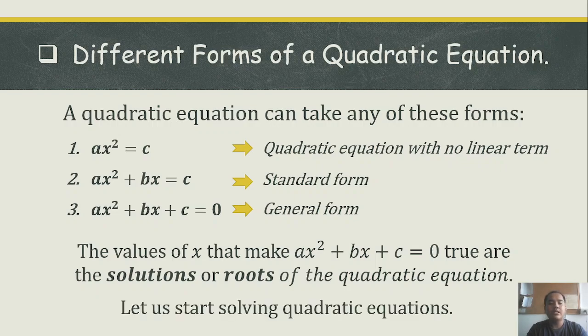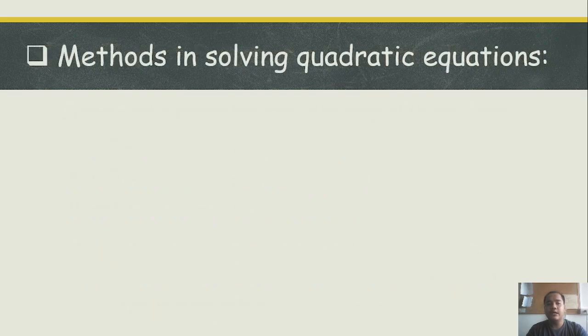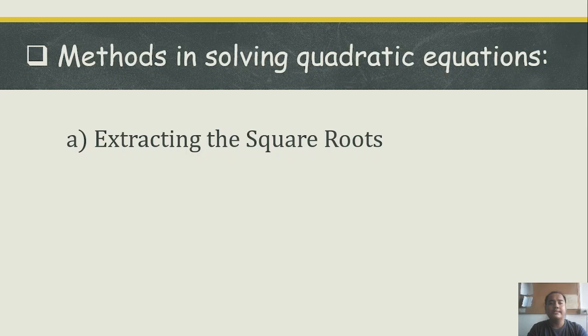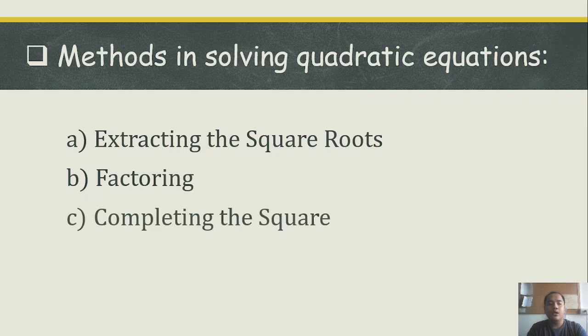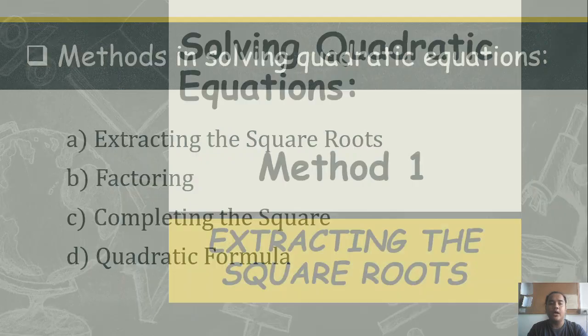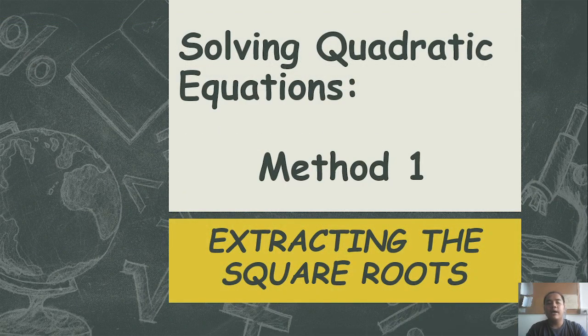So, let's continue. Let us start solving quadratic equations. Methods in solving quadratic equations. You already know, because I mentioned earlier in the learning objectives, that we have 4 methods. The first is extracting the square root, number 2 is factoring, number 3 is completing the square, and number 4 is using the quadratic formula. So, let's start with method number 1: solving quadratic equations by extracting the square roots.